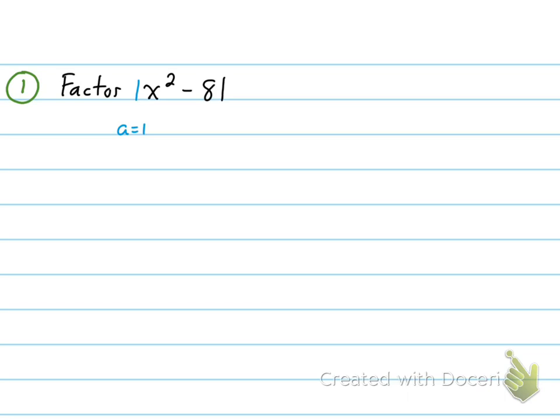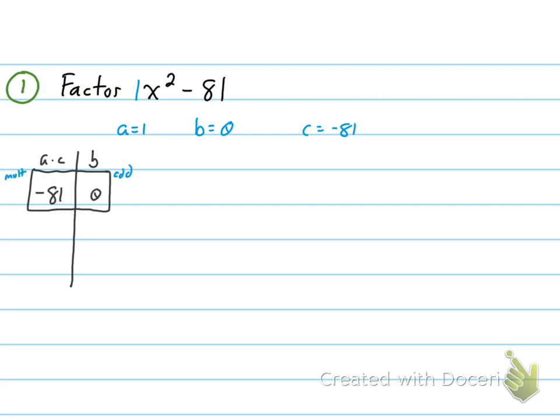My a value is 1. I don't see a b value because I don't see an x term, and my c value is negative 81. If I see nothing, that means that my b value is 0. So I want two numbers that multiply to give me 1 times negative 81, or negative 81, and add up to give me 0, which might seem weird until I remember that 9 times 9 gives me 81. Since I want the product to be negative 81, if I make one of those 9's negative, negative 9 plus 9 gives me 0, and then I found my factors. So my answer here would be x plus 9 times x minus 9.